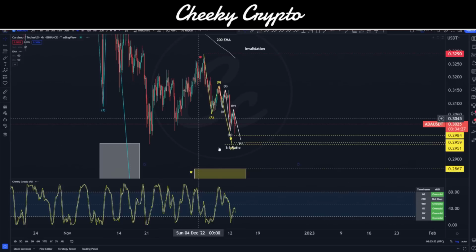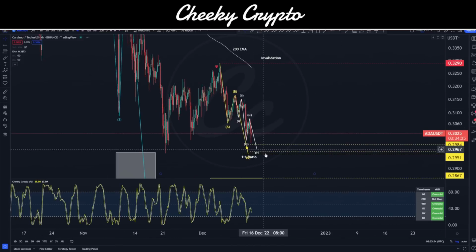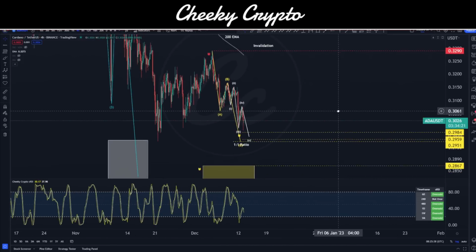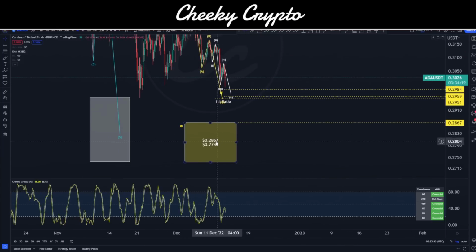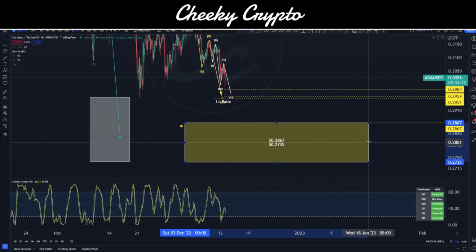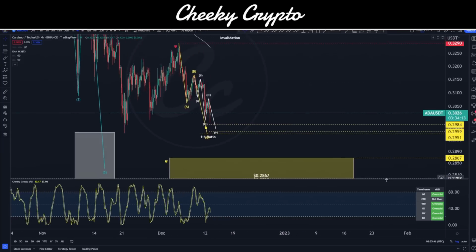It'd be interesting to kind of see. On the 4-hourly chart here, you can kind of see this even more in detail. We also have our 200 EMA there. You can kind of see getting rejected a bit. And we are heading down into this bigger area, the 27.35 to 28.67.